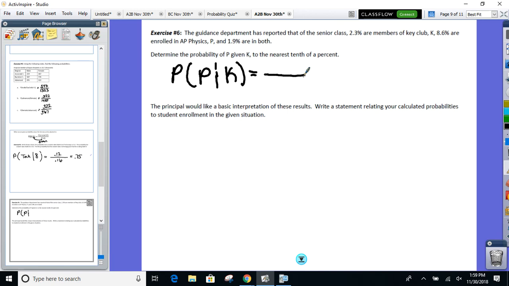All right, on top is always the both. Always the both on top when I find this conditional. So what are the chances you're in physics and Key Club? Read it carefully. What's the chances that you're in physics and Key Club? 1.9%, right? You want to put that as a decimal or leave the percent because you can do it as a decimal. But if you do a decimal, it's not 0.19 though. 0.019.